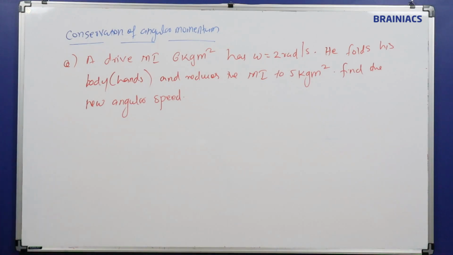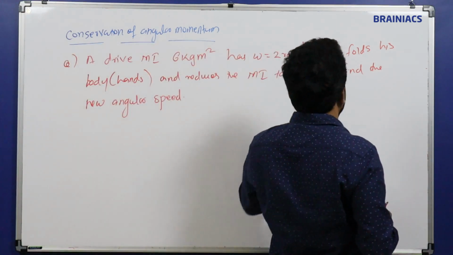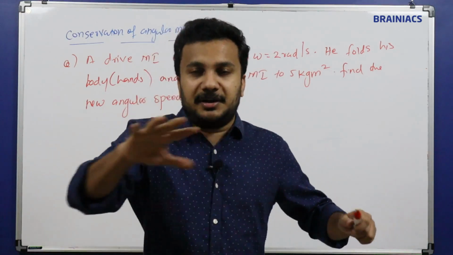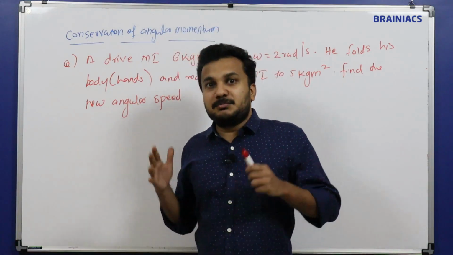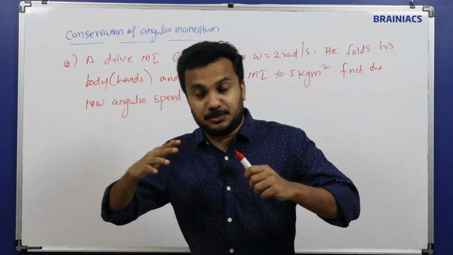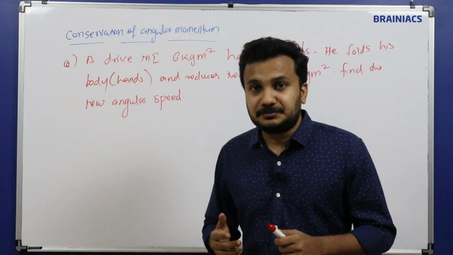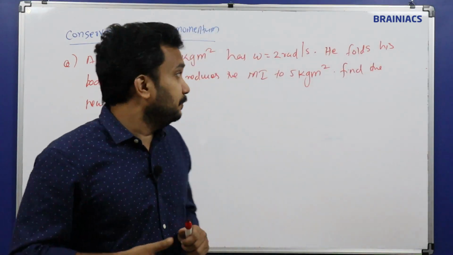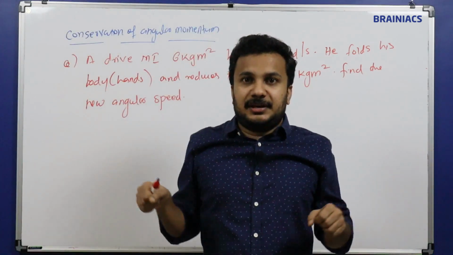First, what is the case that is happening here? The diver whose moment of inertia is 6 kilogram meter square and who has 2 radians per second is standing and rotating with that moment of inertia. Moment of inertia corresponds to mass in linear motion; I gave that information in the previous lecture. So he has a moment of inertia and is rotating with a speed of 2 radians per second. Then he folds his hands like this.